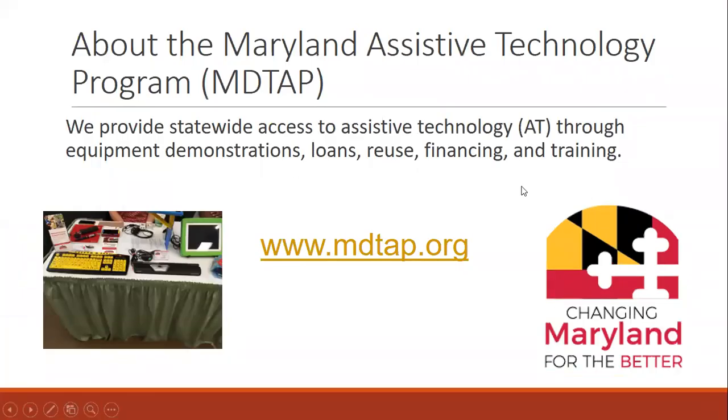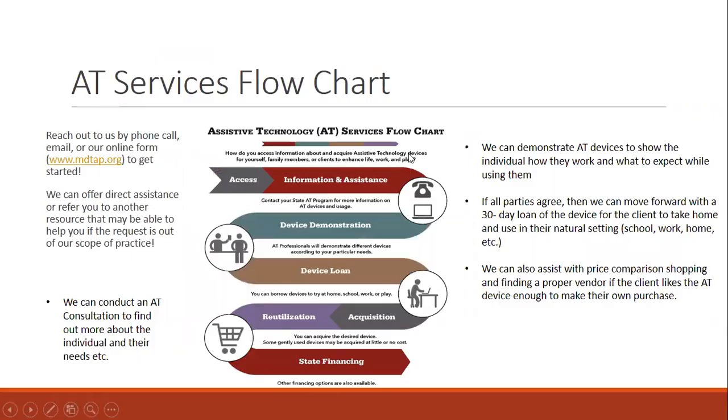So the MDTAP is the Maryland Assistive Technology Program. That's who I work for. And I'm going to dive into what we do, which is provide statewide access to AT through equipment demonstrations, loans, and also reuse and financing and training. And here's a link to our website, it's mdtap.org.